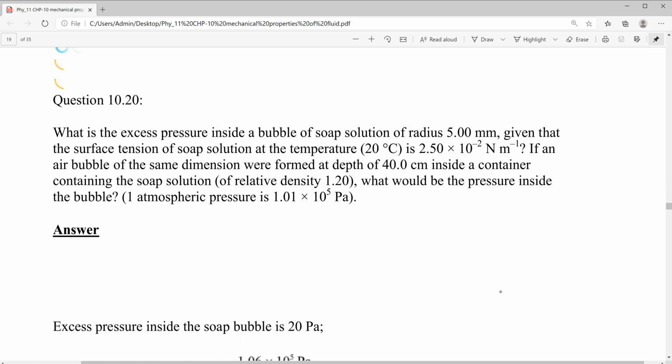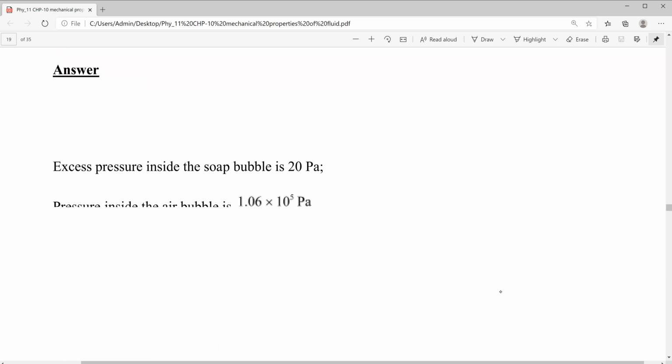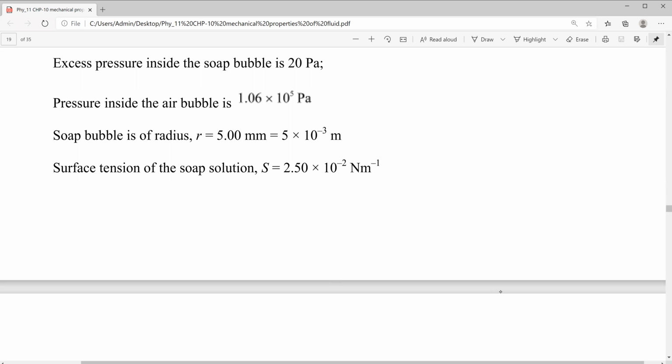So how to calculate this one? Read the question, try to understand that one. From the question, what they have given: excess pressure of the soap bubble is 20 Pascal. Pressure inside the bubble is 1.06 into 10 to the power of 5 Pascal. And soap bubble of radius is 5 millimeter, that is converted in terms of meter.